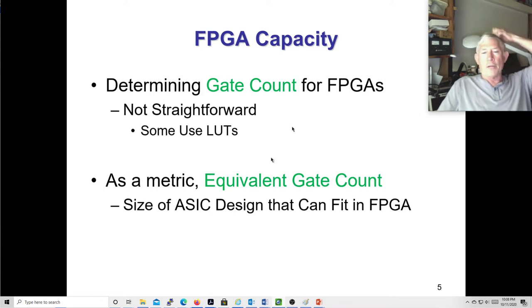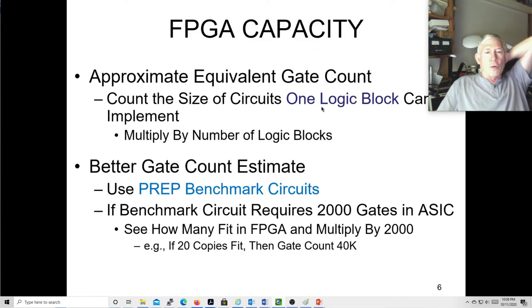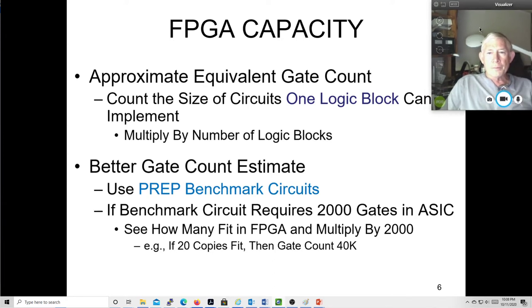That's also kind of tricky. For the approximate equivalent gate count, you figure the number of circuits one logic block can implement, and then you multiply by the number of logic blocks. So that can give you sort of an equivalent gate count.